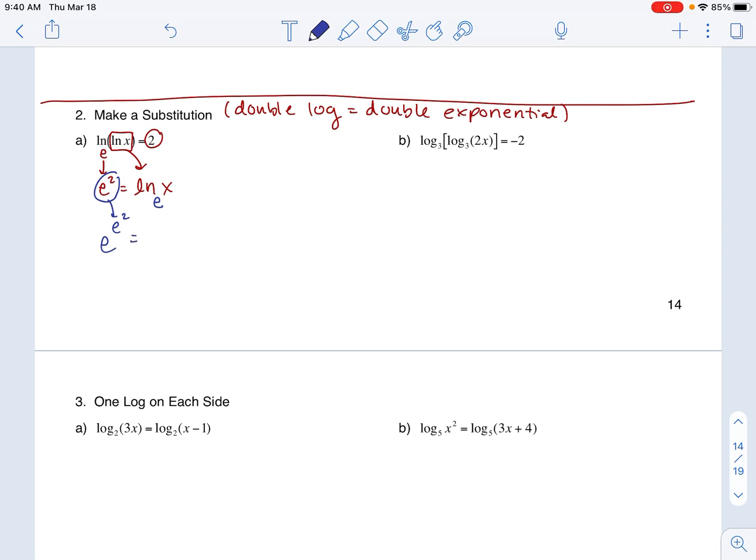You see that's my double exponential, e to the second, and then that equals that argument. And I'm done. I solve for x. Right? So it's just like a double switching of formats. E to the e squared would be your final answer for this one.